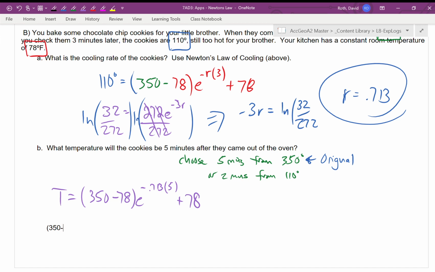350 minus 78, raised to the negative 0.713 times 5, plus 78. It's not that smart. I don't think it did that calculation, did it? Don't know. I don't have a calculator out here.